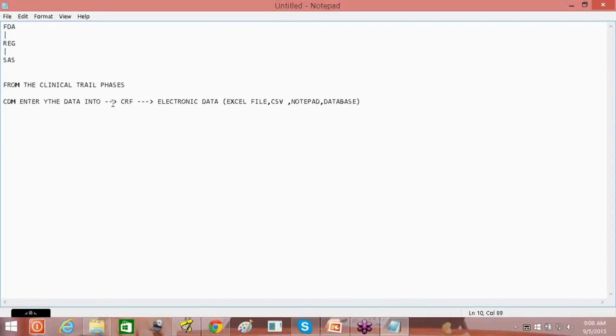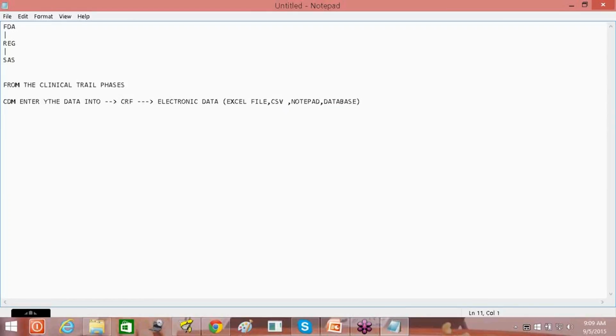Once they enter data into the CRF form, they should enter the data from the CRF into an Excel file or some database. They enter all the information from phase 1 to phase 4 into the database. When they have entered all the data into the database, the database will get locked.